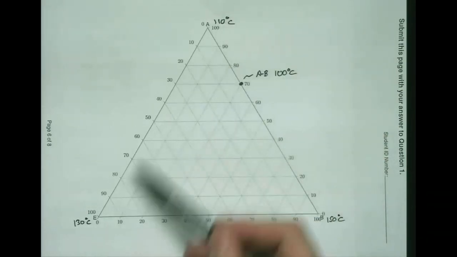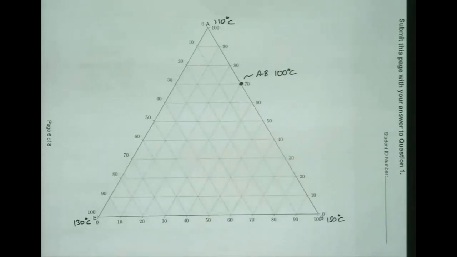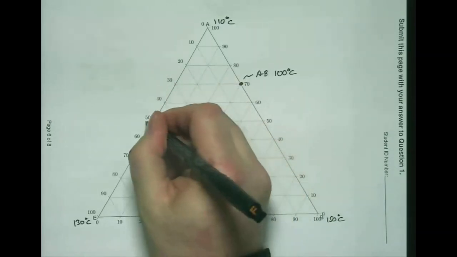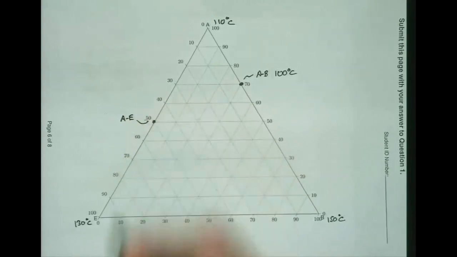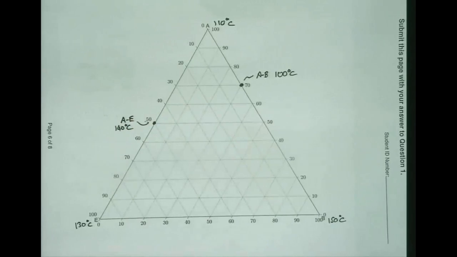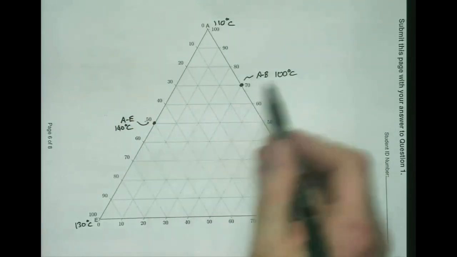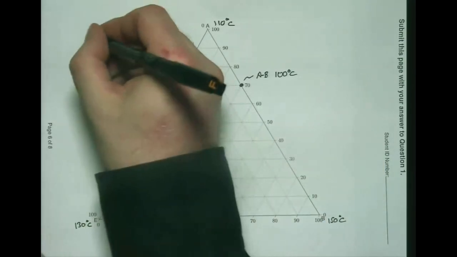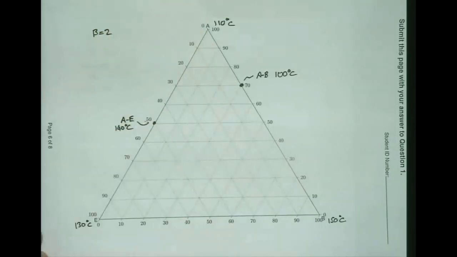And between A and E, so on this axis, we also have our azeotrope, and that's at 50% A. So that's our AE azeotrope, and that's at 140 degrees. Okay. So we can also record the fact that we have 2 binary azeotropes. So our B value is equal to 2. Okay.